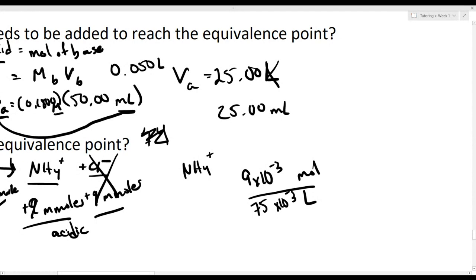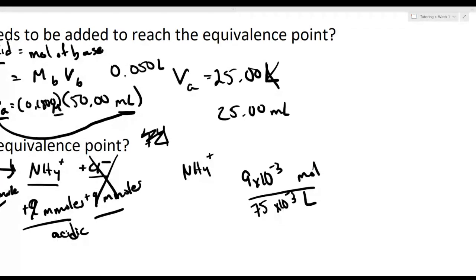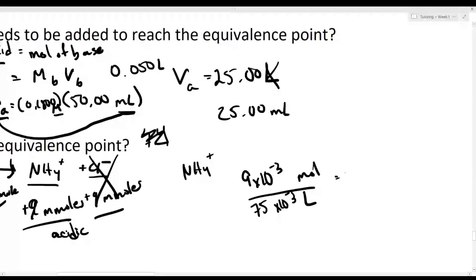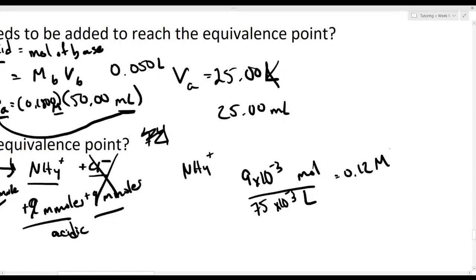And we're going to go ahead and plug those numbers in. 9 divided by 75, and we're going to get 0.12 molar. Does anyone have any questions about how we got here? Okay, awesome. So if we have 0.12 molar, now let's set up our equilibrium.